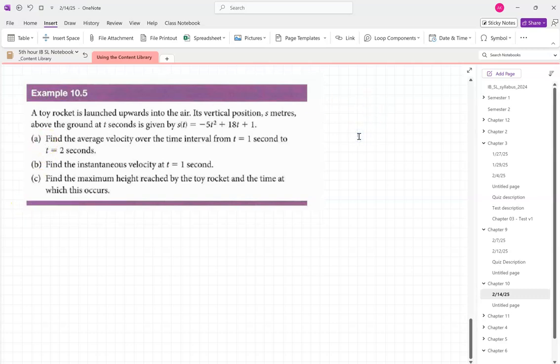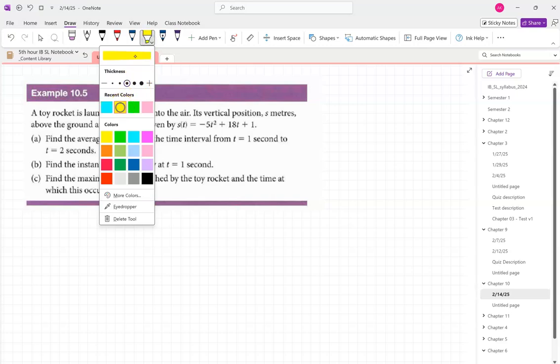All right, next example. A toy rocket is launched upwards into the air. Its vertical position, s meters above the ground at t seconds, is given by s of t equals negative 5t squared plus 18t plus 1. Find the average velocity over the time interval from 1 to 2 seconds.